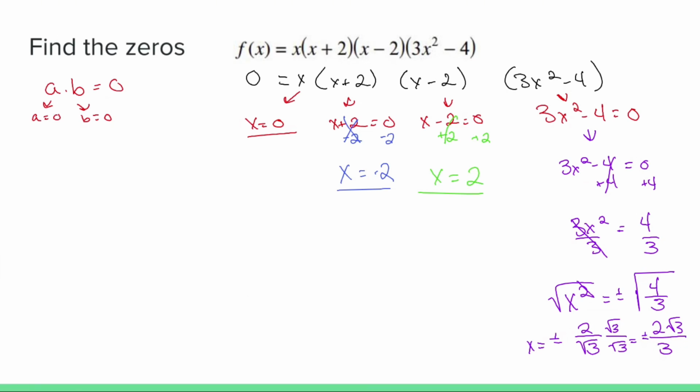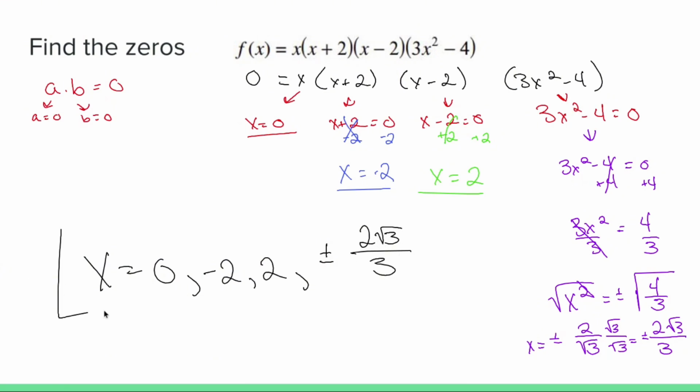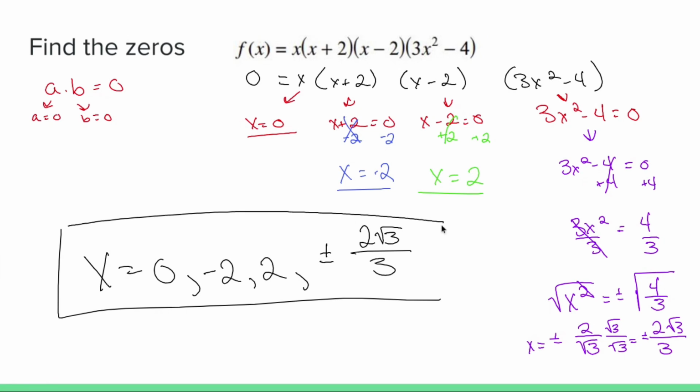Okay, so my five answers are going to be x equals 0, -2, 2, and plus or minus 2 root 3 over 3. And that's how it's done.